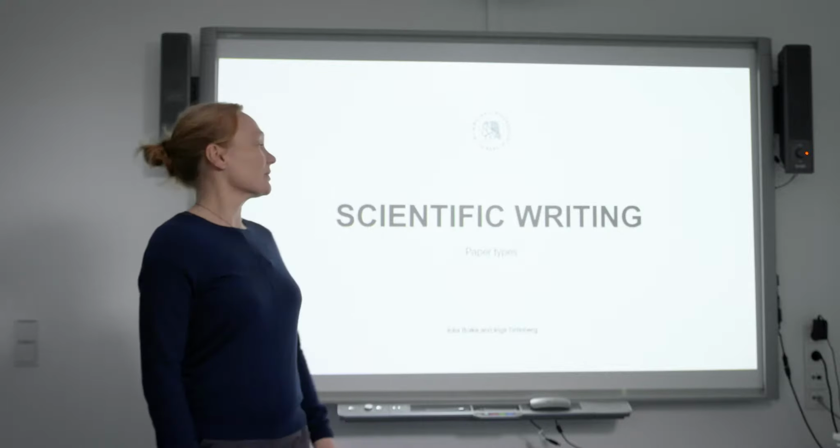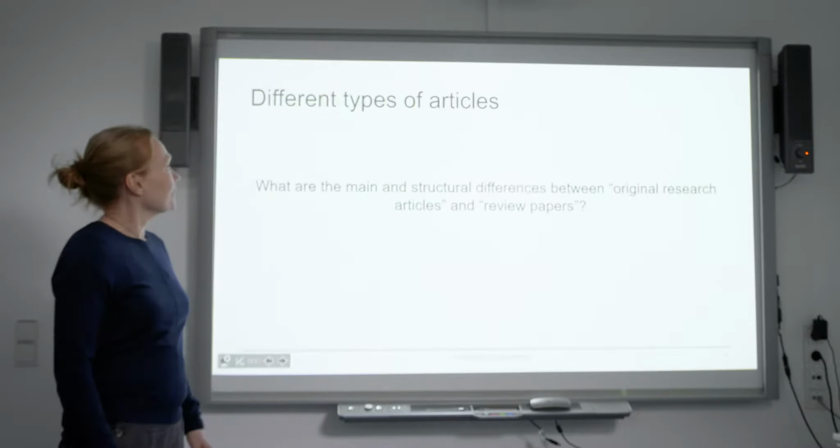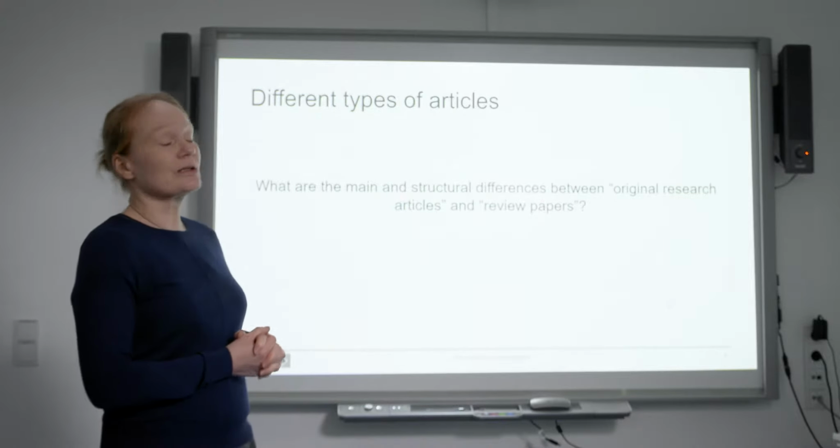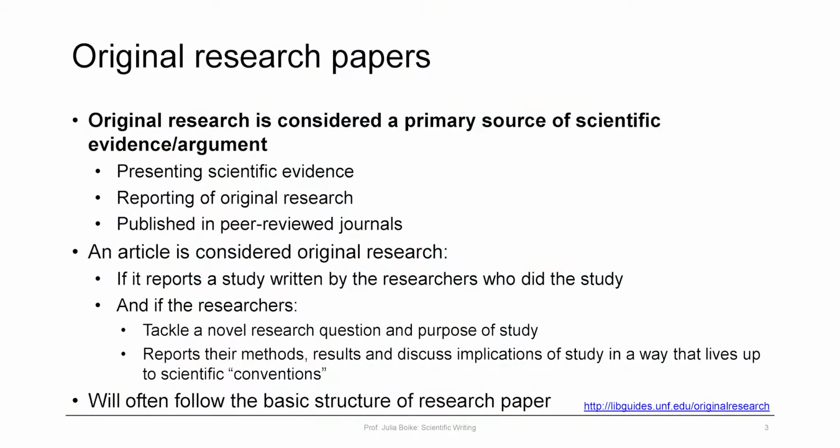Today I will explain the different paper types. The different types of articles are original research articles or review papers. Original research is considered a primary source of scientific evidence or scientific argument. It presents scientific evidence, it reports original research, and it's published in peer-reviewed journals.